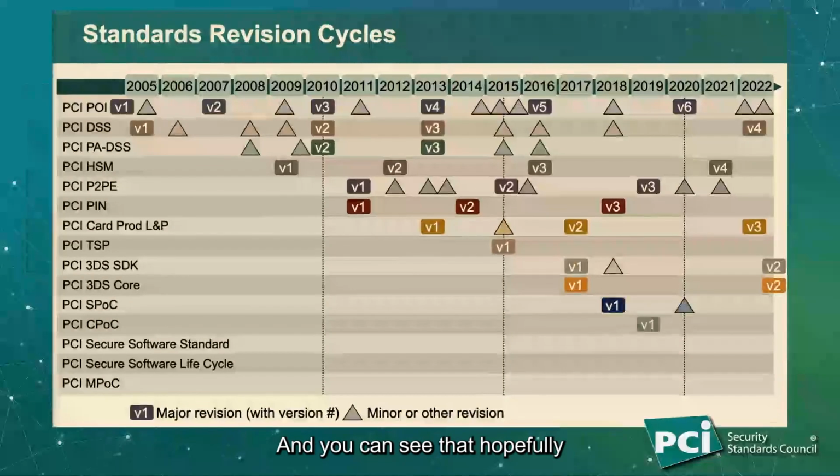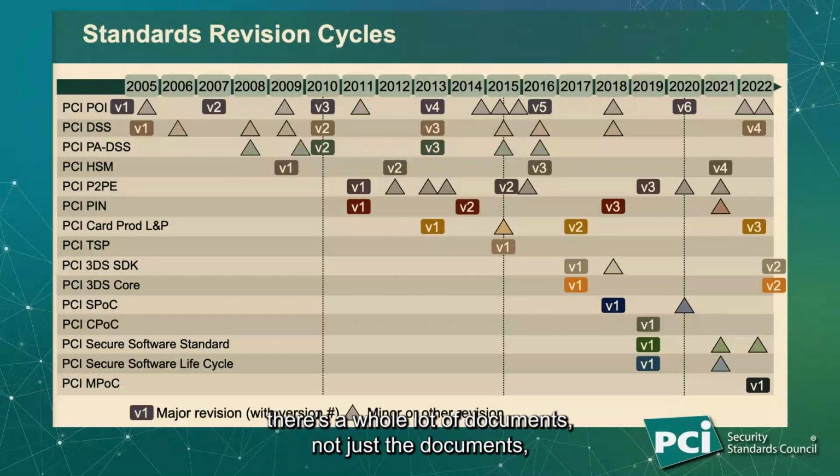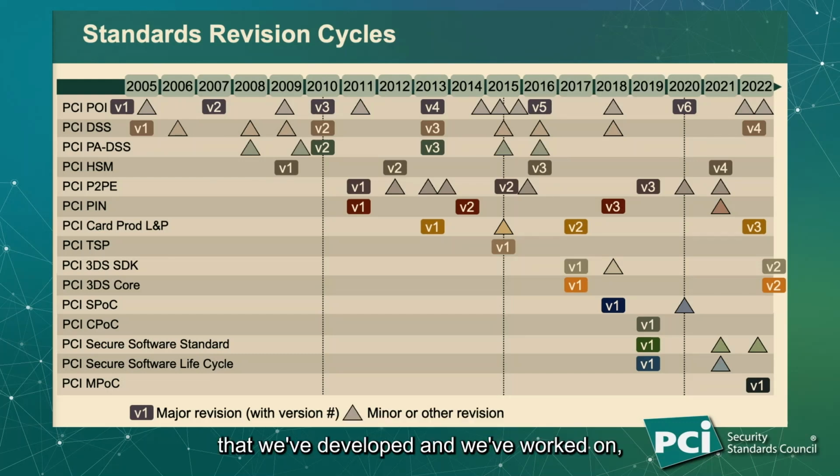And you can see that hopefully there's a whole lot of documents, not just those 322 documents that exist for download on our website. There's all these historical documents as well, these different versions that have existed that we've developed and we've worked on, and new standards like MPOC that are coming out and we're working on over time as well. And we're continually looking at how can we improve these, how can we make them better.